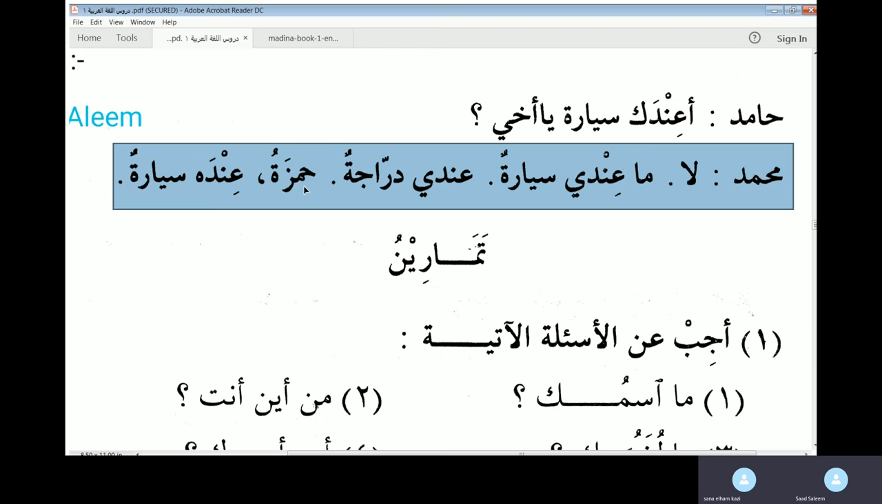Hamza has a car. But I think inda has dhamma, so sayara will have dhamma. No, this is something different. Hamza has a car.